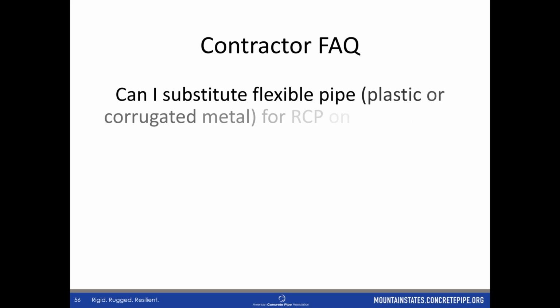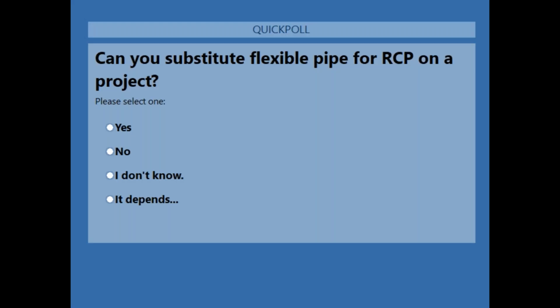So this is a frequently asked question that I get from contractors. They come to me and they say, can I substitute a flexible pipe, either a plastic or a corrugated metal, for reinforced concrete pipe on my project? So let's see what you all have to say. I'm going to launch this last poll question here, and I'm going to let you answer that. Four different options here: yes, no, I don't know, or it depends. You tell me what you think. Can we substitute flexible pipe for reinforced concrete pipe on a project?